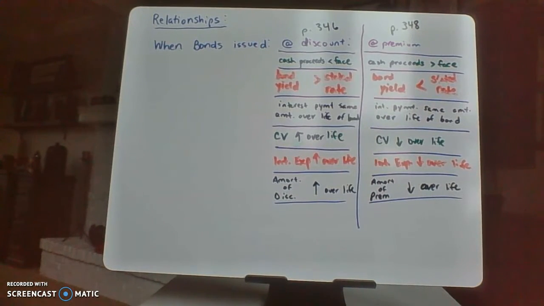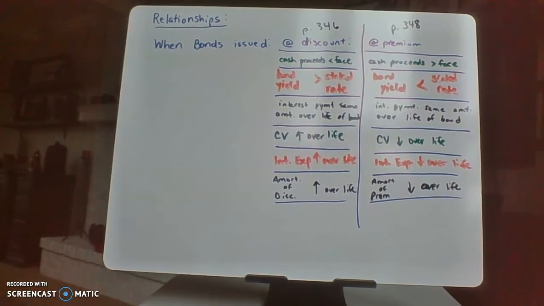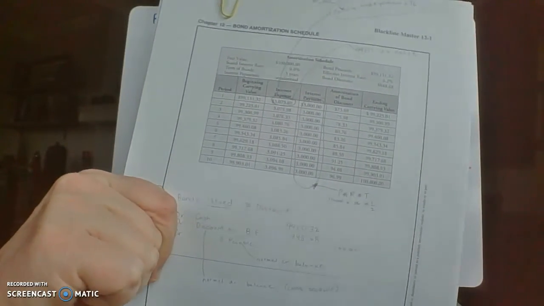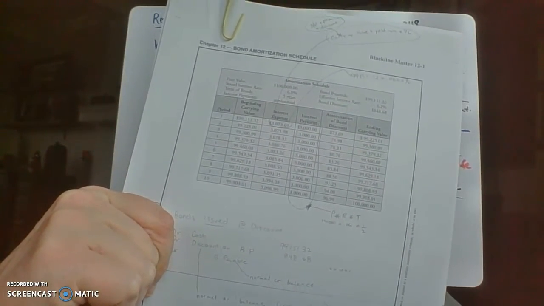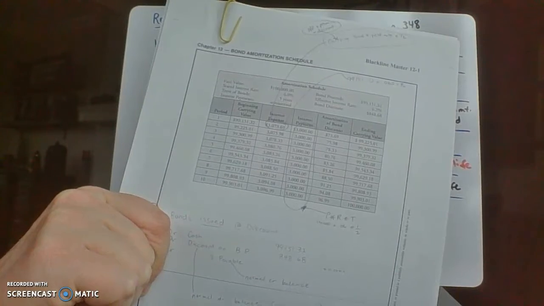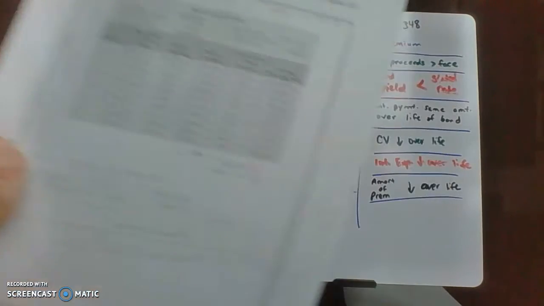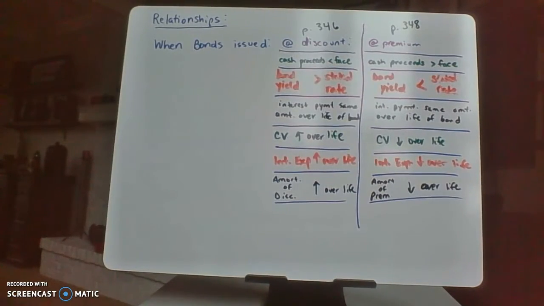So now let's talk about some important relationships. And if it were me, I would probably get out the book and look at some of these pages or your slides and write on it. So you had a slide that kind of looked like this, and I know it's not very good, but it's on page 346. And being able to understand that table and draw upon it is important.